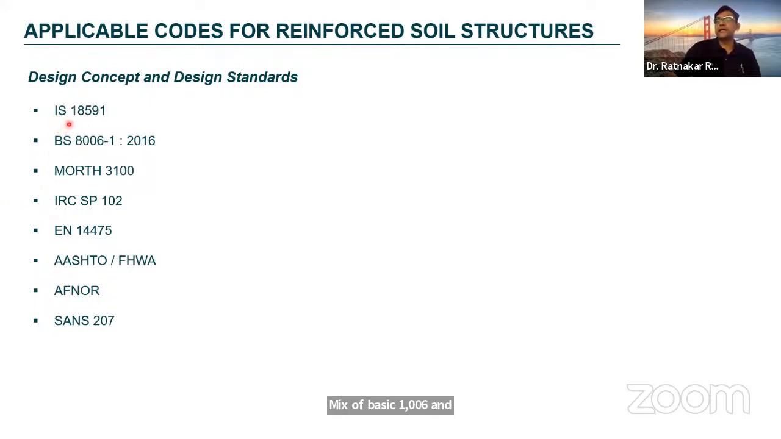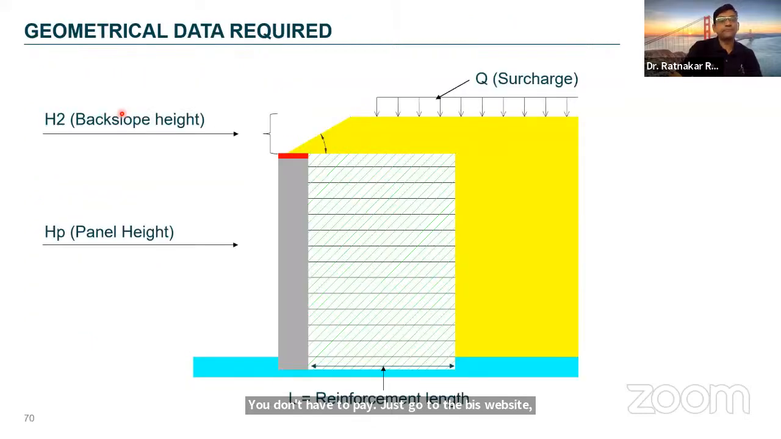Recently, we have come up with BIS 18591. This code gives you the design aspects of retaining walls, slopes, short reinforced soil walls where you have small space for reinforcement length, ground improvement, basal reinforcement. This was published in 2024. So in case you are more interested in reinforced soil, you can go through this code. It is freely available to download. You don't have to pay. Just go to the BIS website, create your login, and you can download this standard freely.